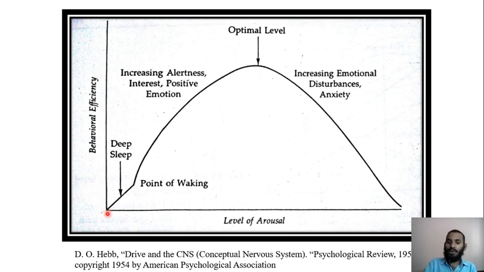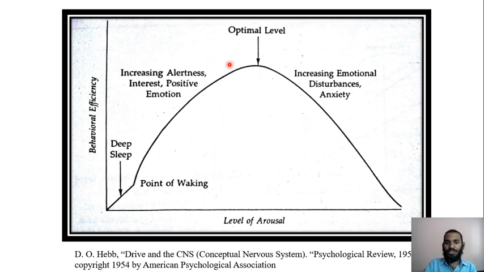Here, the level of arousal is low and here the level of arousal is high. At this point on the y-axis, the behavioral efficiency is low. So, at the point where your level of arousal is low or the level of arousal is high, your behavior efficiency will be low. So, when will the behavior efficiency get high?